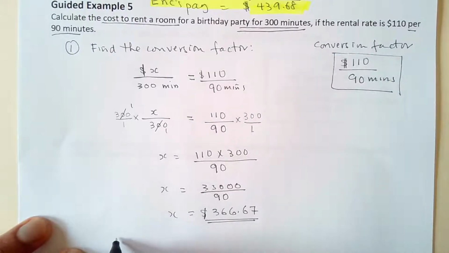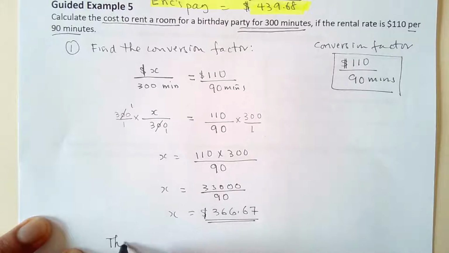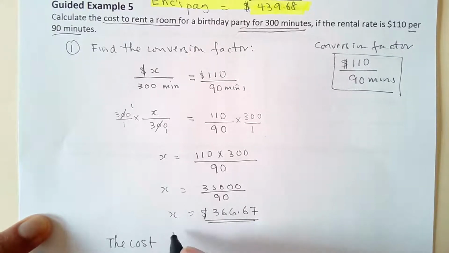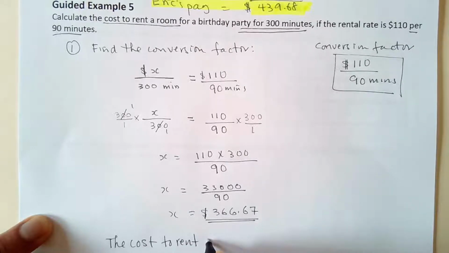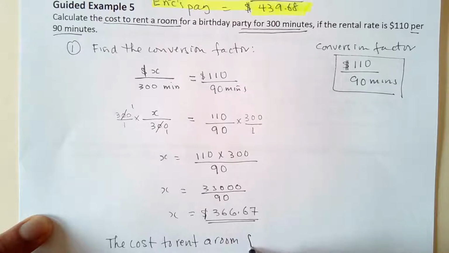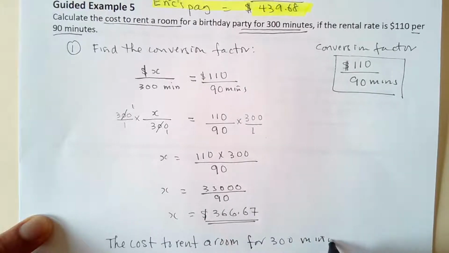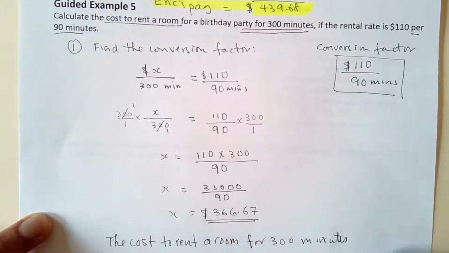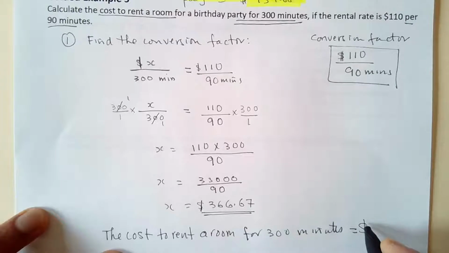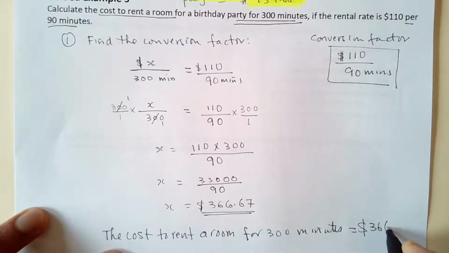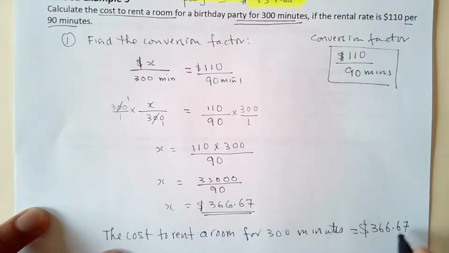Conclusion is the cost to rent a room for 300 minutes is equal to $366.67.